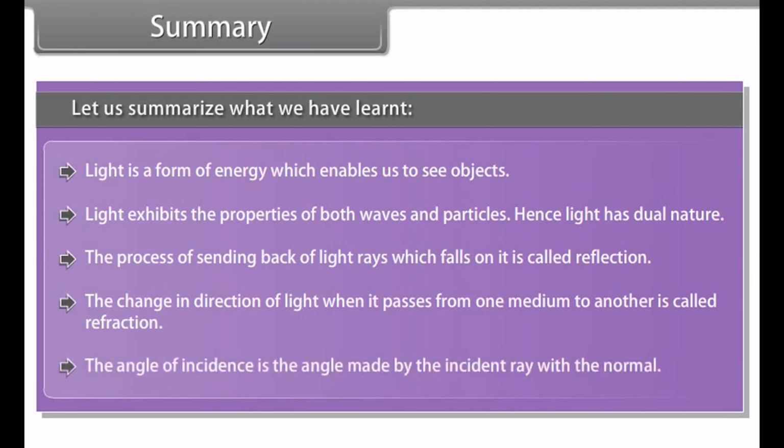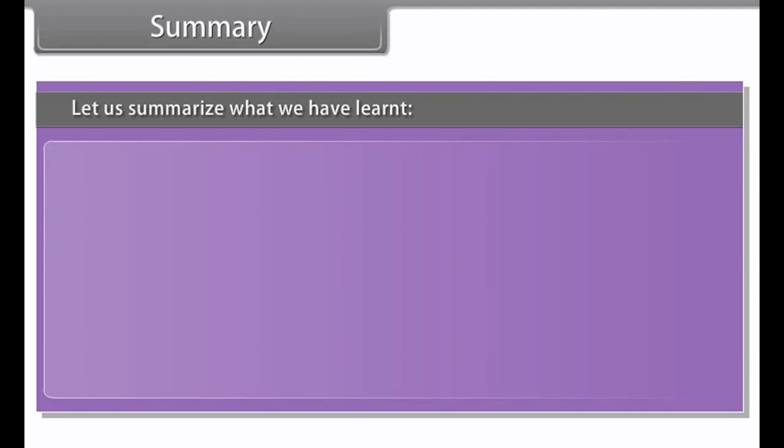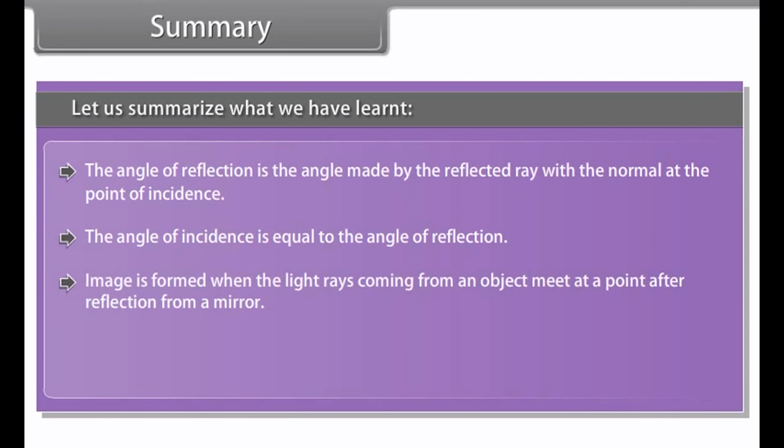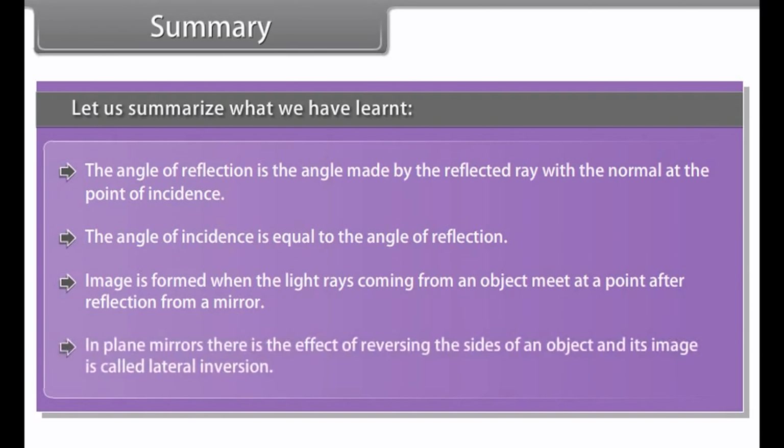The angle of incidence is the angle made by the incident ray with the normal. The angle of reflection is the angle made by the reflected ray with the normal at the point of incidence. The angle of incidence is equal to the angle of reflection. Image is formed when the light rays coming from an object meet at a point after reflection from a mirror. In plane mirrors, there is the effect of reversing the sides of an object, and its image is called lateral inversion.